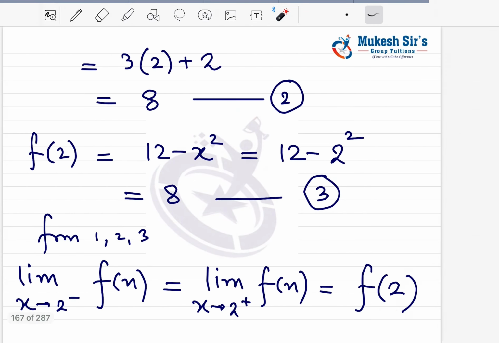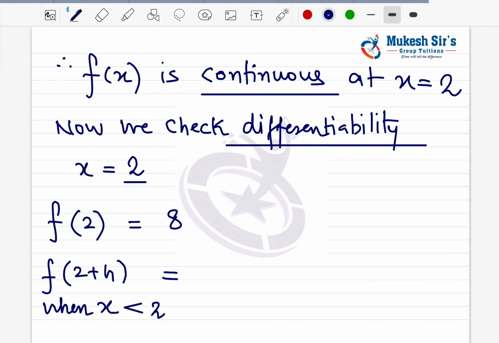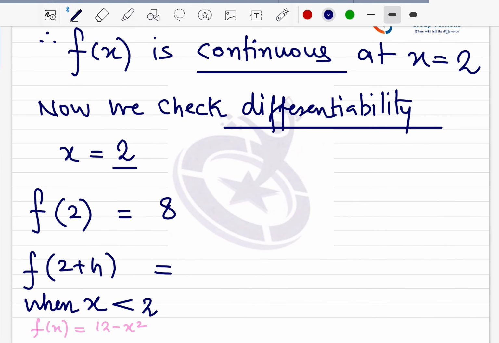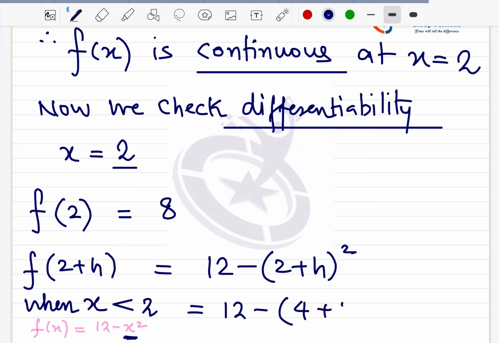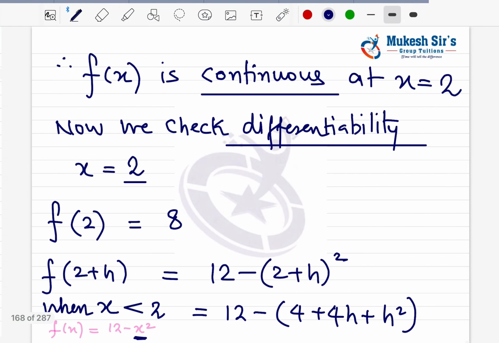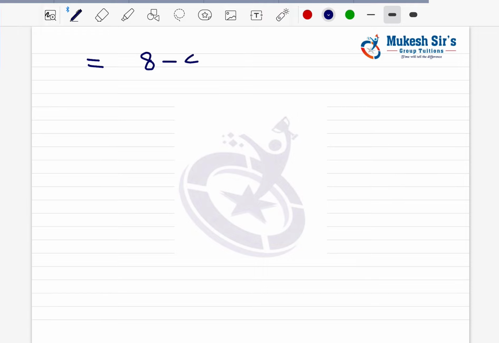The function was, I'm writing just to make you understand here. The function when x is less than 2, f of x was 12 minus x square, right? So instead of x, I have to put 2 plus h the whole square. That becomes 12 minus (2 plus h) the whole square. (a plus b) the whole square is a square plus 2ab plus b square, right? So when you open the brackets, this becomes 12 minus 4, 8 minus 4h minus h square. Clear? That's the value of f of a plus h.